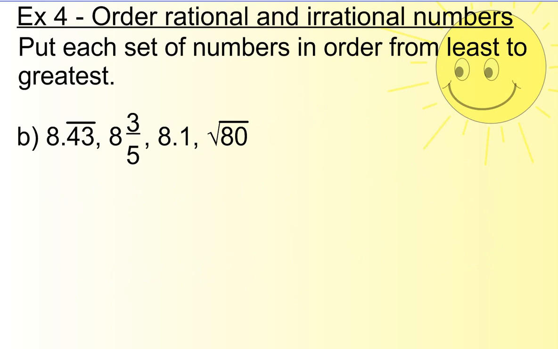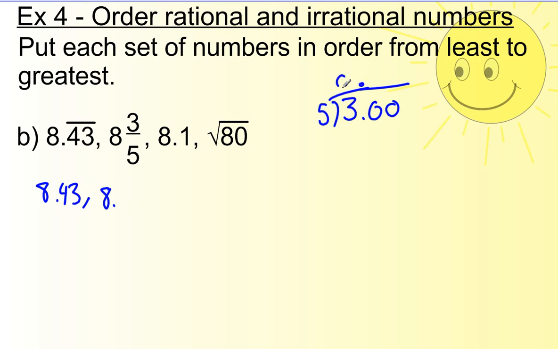I'm going to do letter B without a calculator. And then I'll check it with a calculator. So let's check. First thing I'm going to do is try to get everything to a decimal. So this guy is just 8.43. It's already a decimal. 8 3/5. Well, that's going to be 8 point something. 3/5: top number goes on the inside, bottom number goes on the outside. Add a decimal and some zeros.